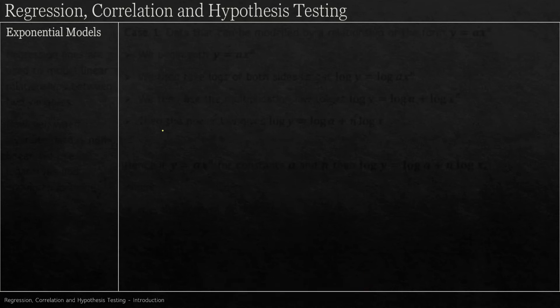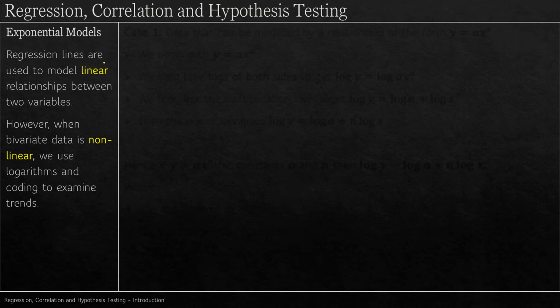This video is an introduction to the regression, correlation, and hypothesis testing chapter. We're going to be looking at exponential models here. Now, regression lines are used to model linear relationships between two variables. A regression line is really just a line of best fit.